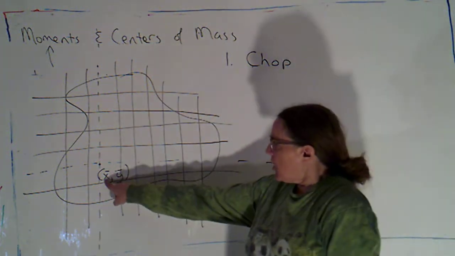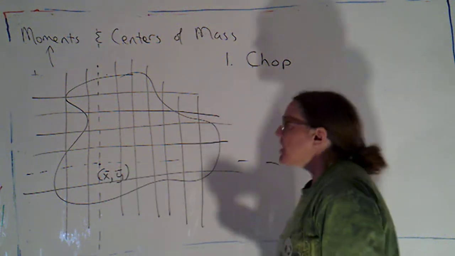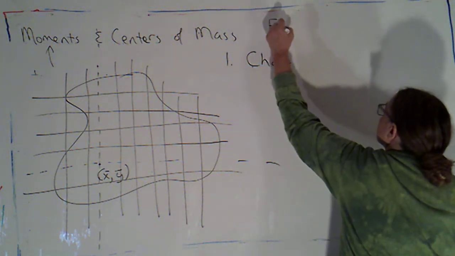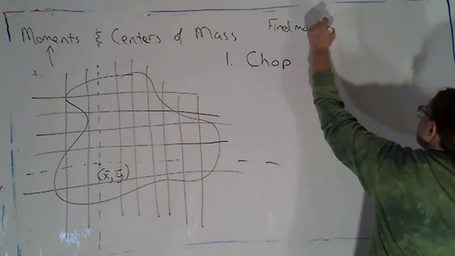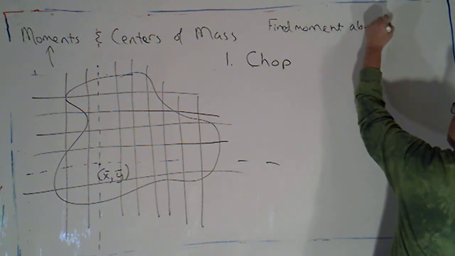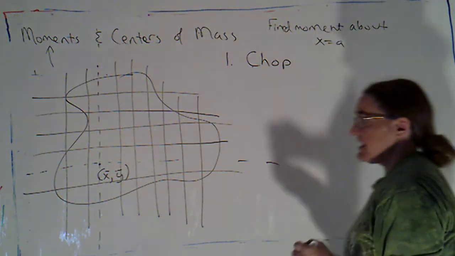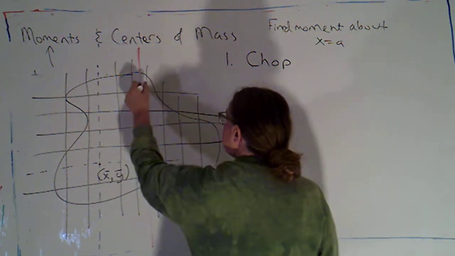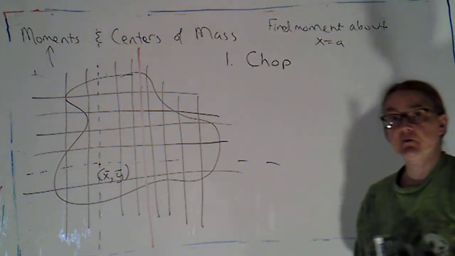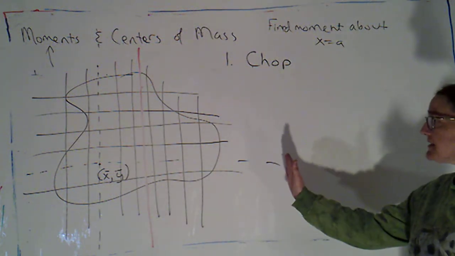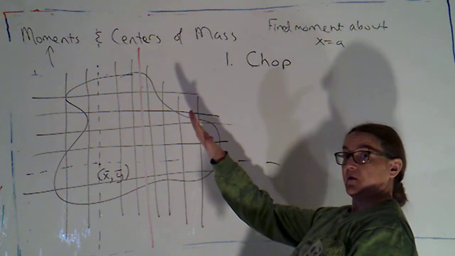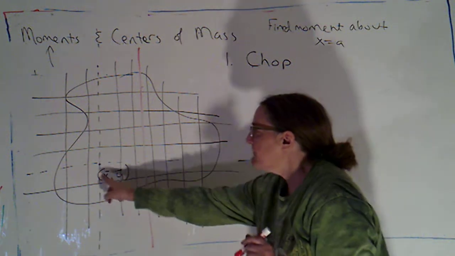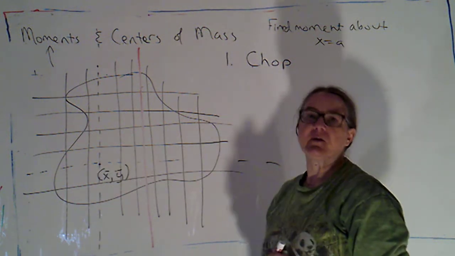And I don't know what x bar is, so I'm going to try to find the moment, or the tendency to rotate, about the line x equals a. So I'm just going to say for an arbitrary line x equals a, let me see if I can find the tendency to rotate about that line. For some lines, that's going to be positive, meaning that things would rotate this way. For some lines, that's going to be negative, meaning it wants to rotate this way. When I find the right one, that moment will be 0.